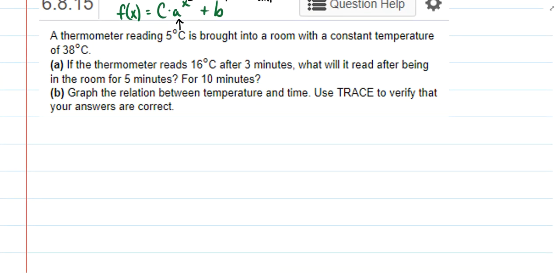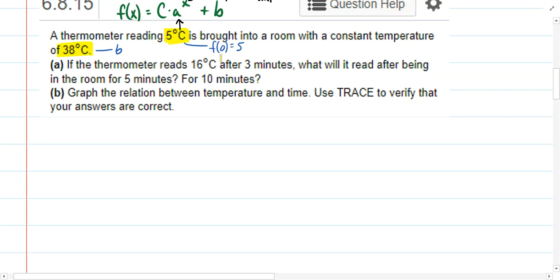So as we read through this problem, we're first told that a thermometer reads 5 degrees Celsius. Now, before I do much of anything, I'm just going to try to identify these numbers. And so this means that at time 0, the thermometer is reading 5. So f of 0 has to equal 5 in this scenario. It's brought into a room with a constant temperature of 38 degrees Celsius. Well, this is that ambient temperature that I was talking about just a minute ago. The room is 38 degrees. So while the thermometer is reading 5 degrees now, it's going to warm up towards 38 degrees.